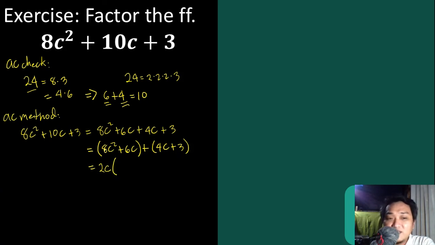Then, let us try to divide. 8 divided by 2 is 4. C squared divided by c is c. Plus 6 divided by 2 is 3. And c divided by c is 1. No need to write 1. Copy plus. Then 4c plus 3. Copy this binomial. Okay.